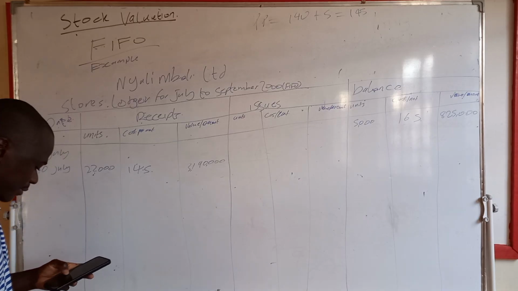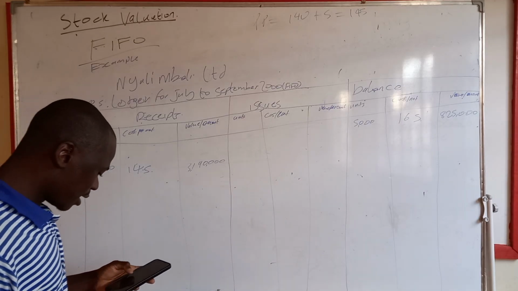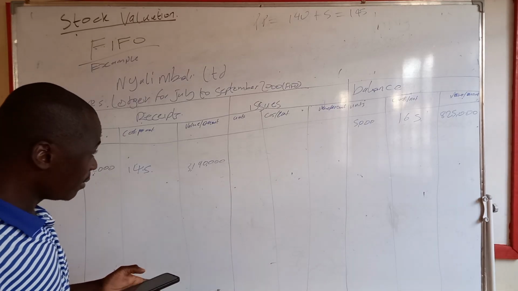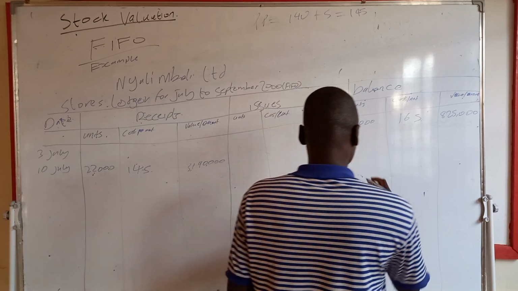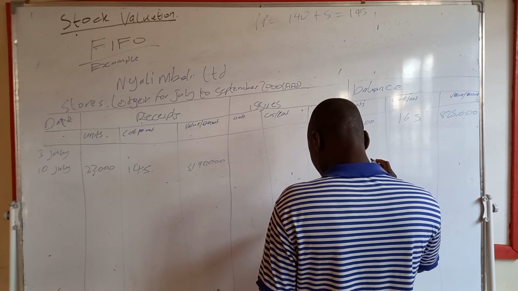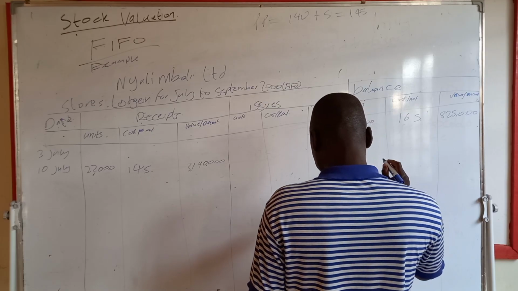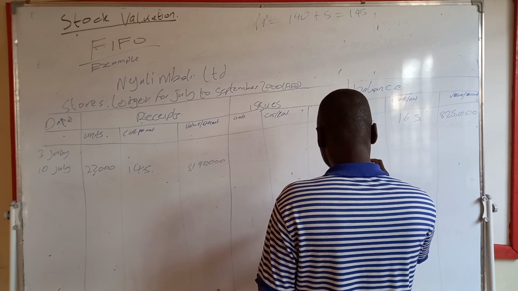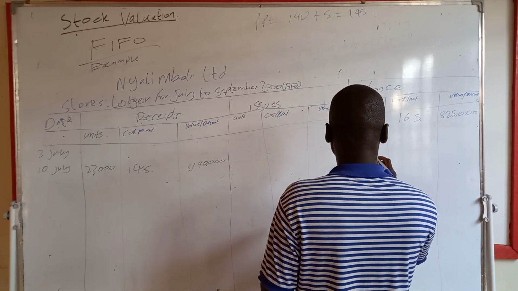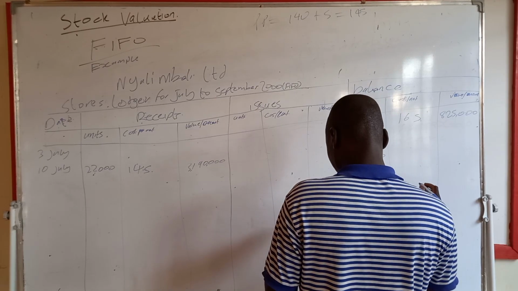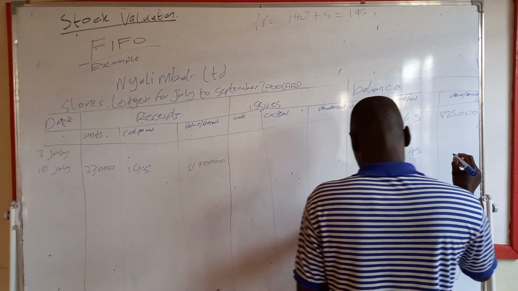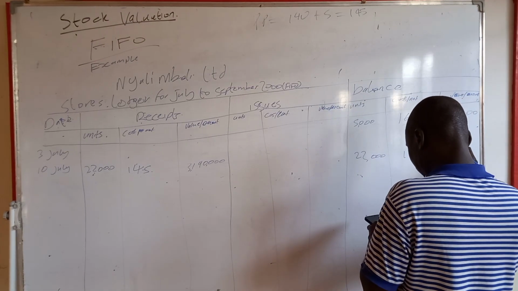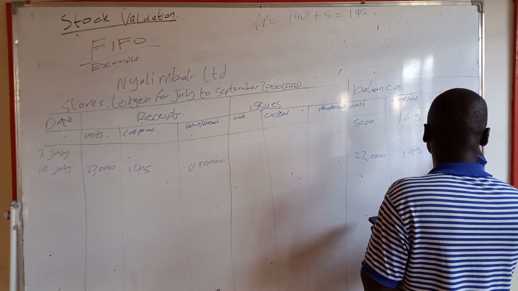Now, what is your balance at this point? Your balance here will be 22,000 at 145, which is 3,190,000.